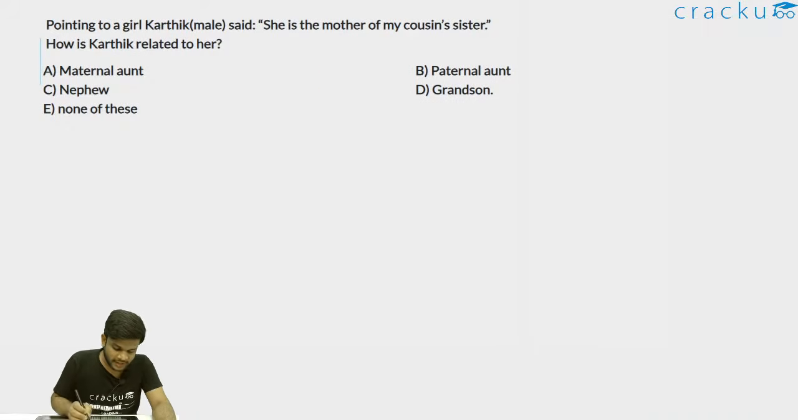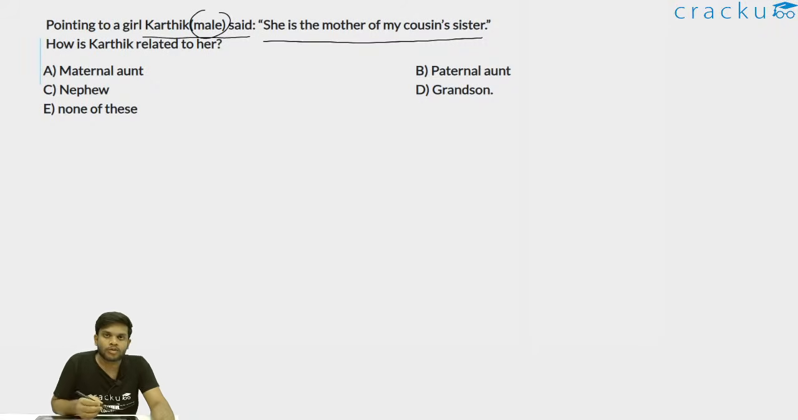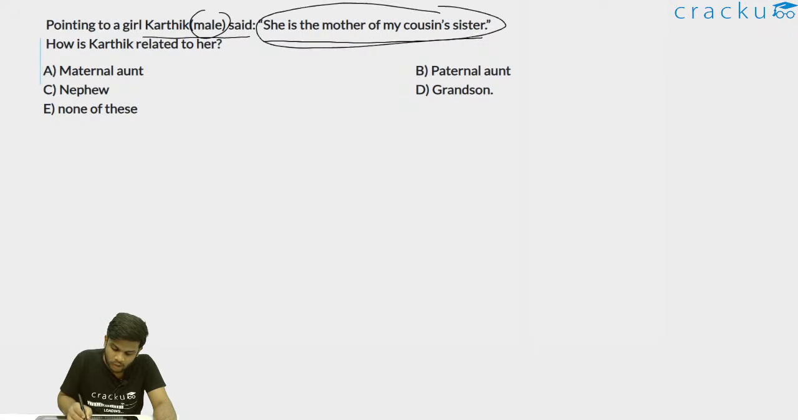In this question, it is said that pointing to a girl, Karthik, who is male, said, "She is the mother of my cousin's sister." So that means there is a woman who is related to Karthik somehow, and Karthik has given this statement to find out how that woman is related to him. Now it is said that she is the mother of my cousin's sister.